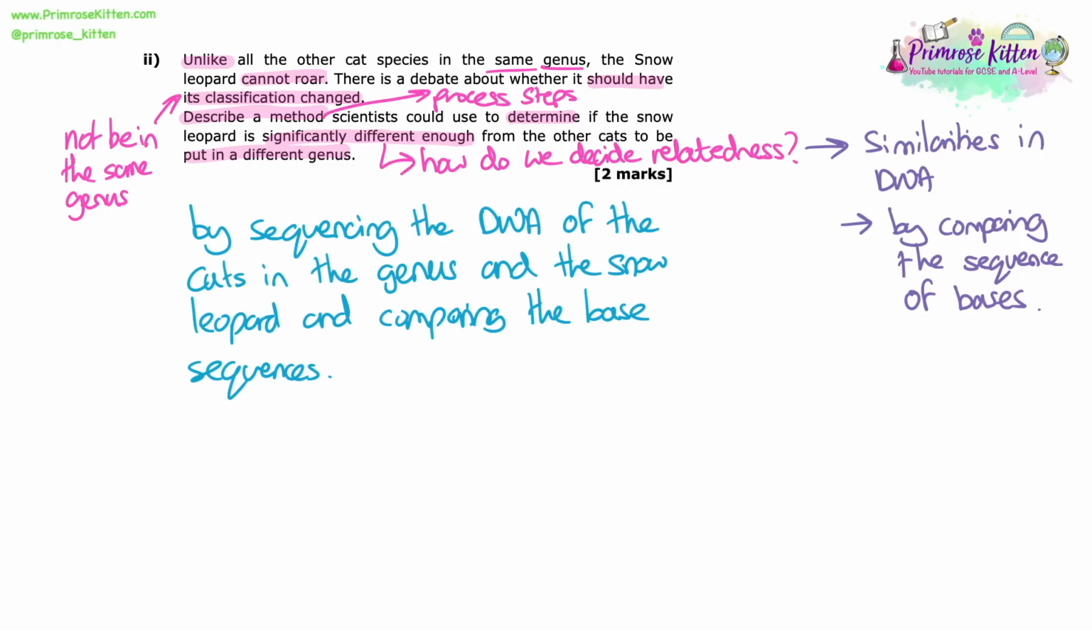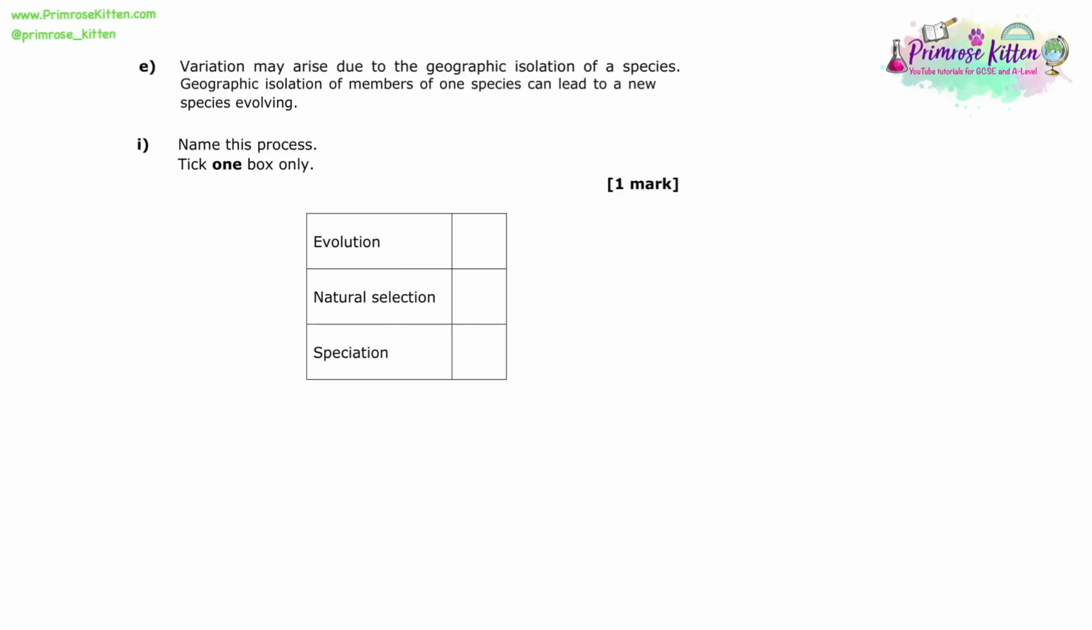And then we would need to compare the base sequence of their DNA to see how different they were. Variation may arise due to the geographic isolation of a species. Geographic isolation of members of one species can lead to a new species evolving. Name this process.